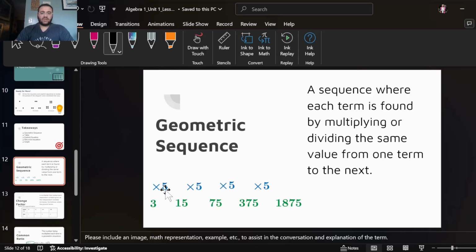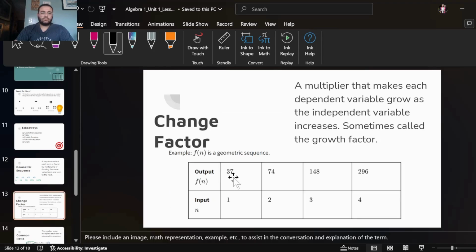So we notice when we have a change factor, we are talking about a geometric sequence, right? To get to the next term, you need to multiply or divide by the same value. So here the multiplying number, the change factor, is times 5. And we just talked about the change factor here. So here the change factor would be times 2, times 2, times 2. So this would be an example of a geometric sequence, and you're multiplying to get to the next term.